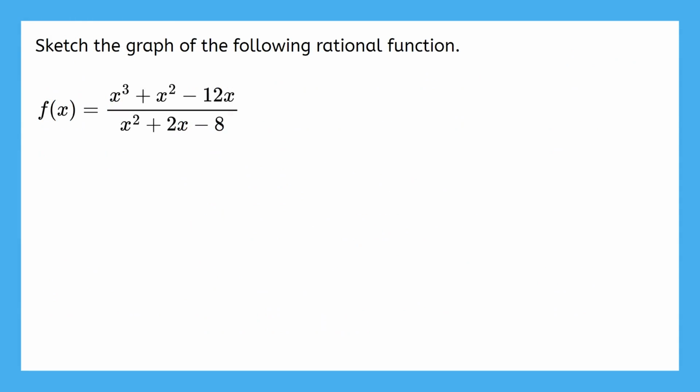Okay, it's time to start our first example. We'll need to find all the attributes listed in our table to help us sketch this graph. Some of them will require the factored form, so we may as well find that first. So pause here and factor this function.